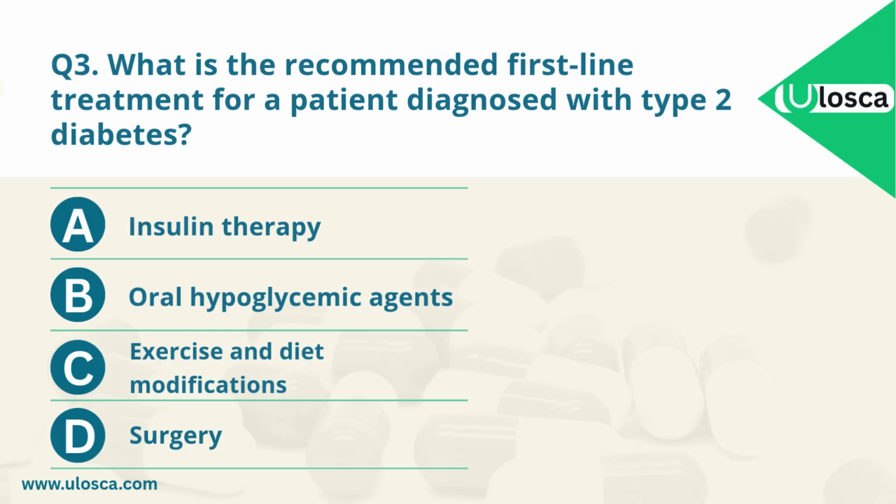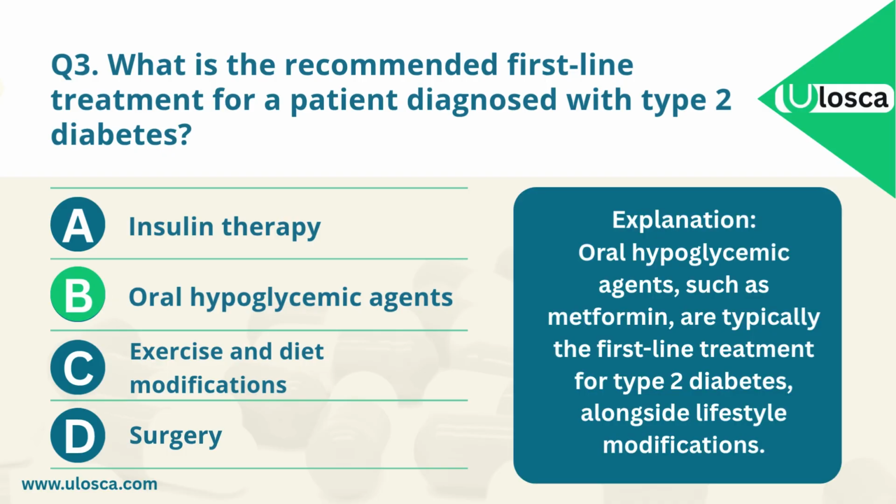The correct answer is B. Oral hypoglycemic agents. Explanation. Oral hypoglycemic agents, such as metformin, are typically the first-line treatment for type 2 diabetes, alongside lifestyle modifications.